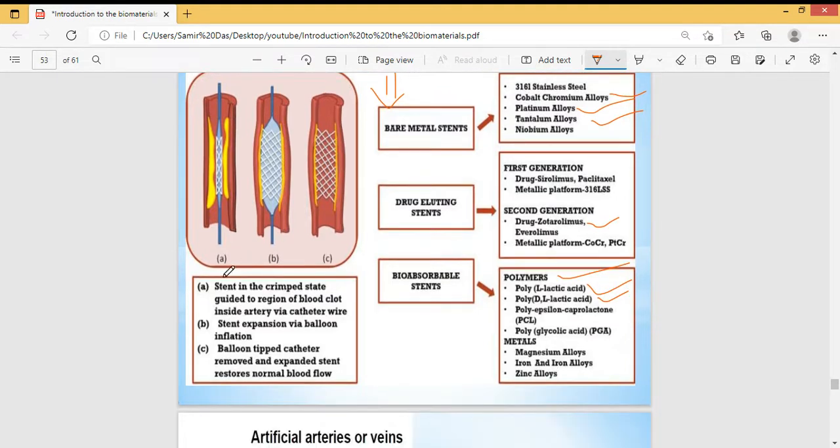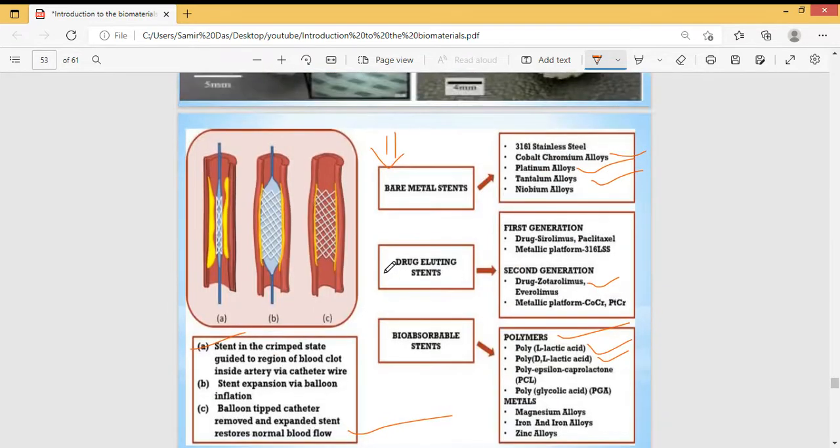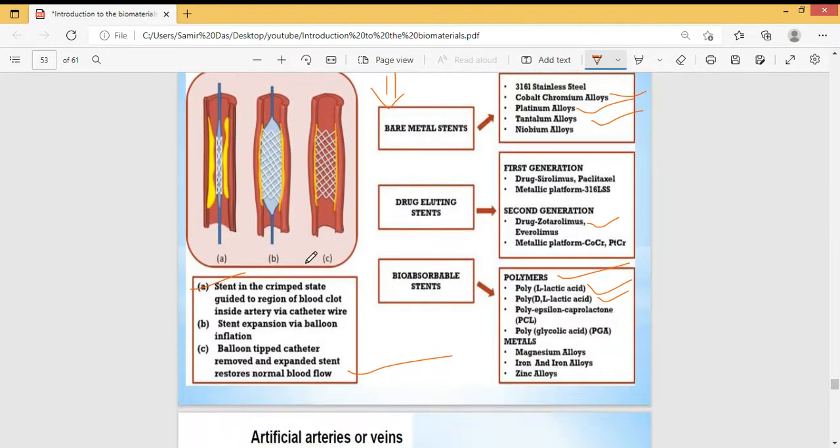So what are the advantages of a stent? The stent in its primitive state is guided to the region of the blood clot inside the arteries via a catheter wire. The stent is expanded via balloon inflation. The balloon-tipped catheter is removed, and the expanded stent restores normal blood flow. Basically, whenever a blood clot forms in the arteries, we have to use those stents.